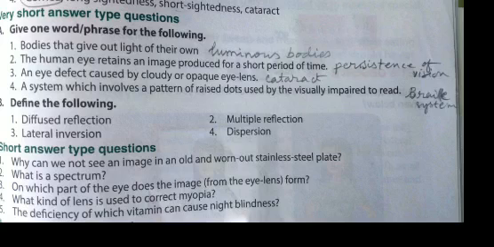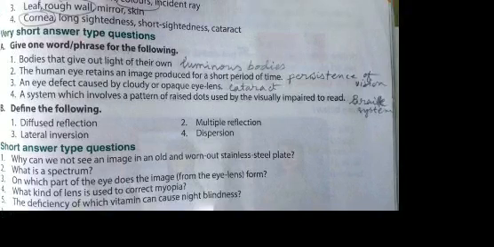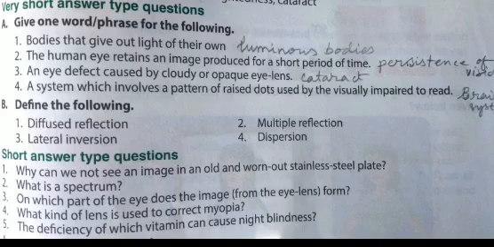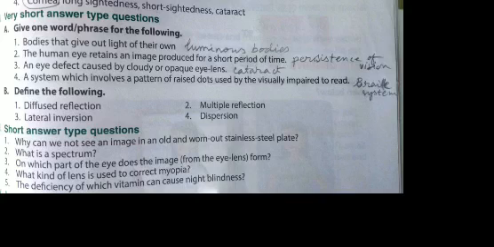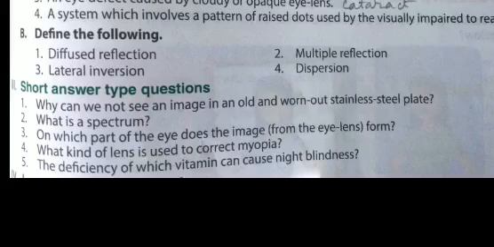Part 2, very short answer type questions. Give one word or phrase for the following. Number 1, bodies that give out light of their own: luminous bodies. Number 2, the human eye retains an image produced for a short period of time: persistence of vision. Number 3, an eye defect caused by a cloudy or opaque eye lens: cataract. Number 4, a system which involves a pattern of raised dots used by the visually impaired to read: it's the braille system of reading. Now you can define, of course, diffuse reflection, multiple reflection as I already discussed a little while back, and lateral inversion and dispersion.